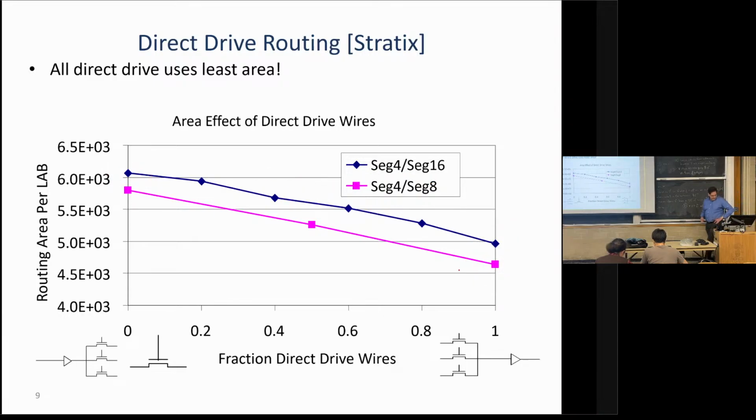Basically, your area goes down actually pretty significantly. Like, this is a pretty large drop. So we've saved something like over 20% area, maybe close to 25% area by doing this, which is a really big improvement. And it just keeps getting better as you add more direct drive switches.